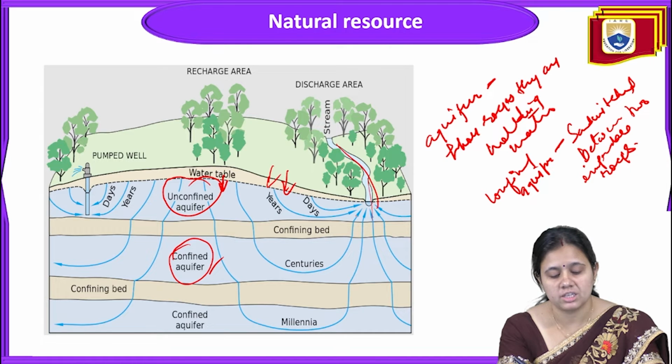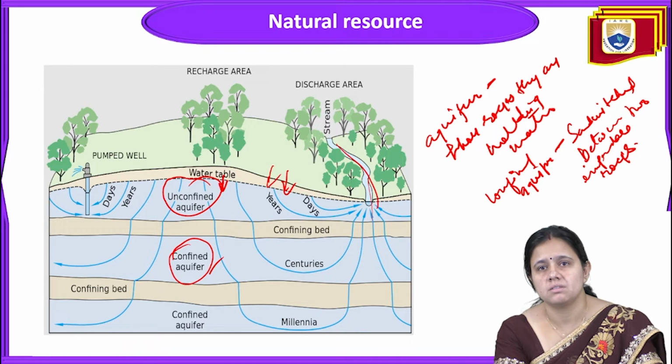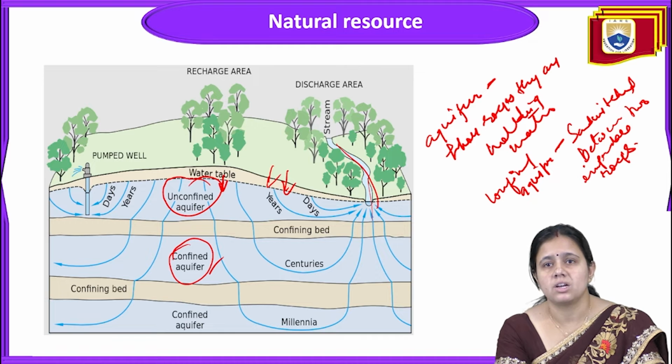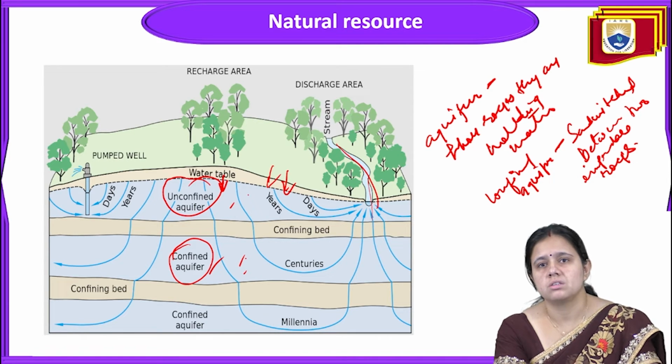These are the discharge area and recharge area. Water is coming from rain and runoff. They are collecting inside this, and this is the water table, and this is the groundwater. You can see groundwater is divided into two types of rocks: confined aquifers and unconfined aquifers.